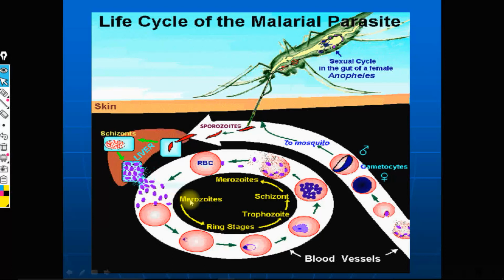Now, these merozoites enter the RBC. Once they infect the RBC, they create a food vacuole, and this food vacuole starts digesting hemoglobin. From hemoglobin they take globin, digest it into amino acids, and this is used for their growth. The heme part is toxic for the parasite.